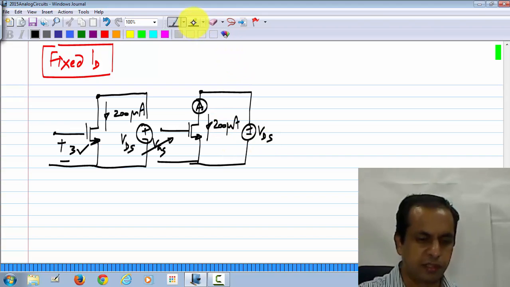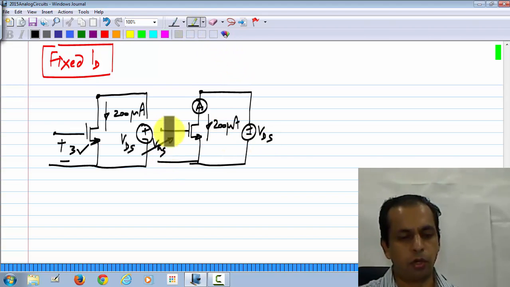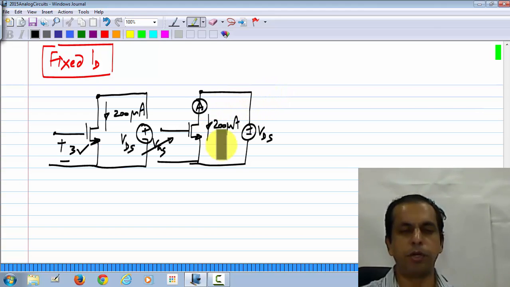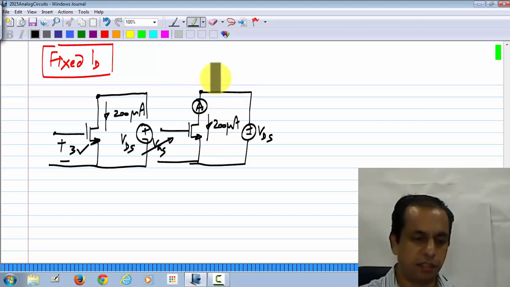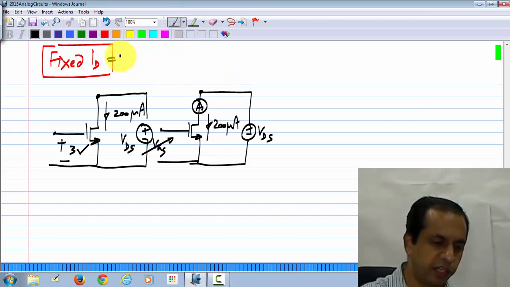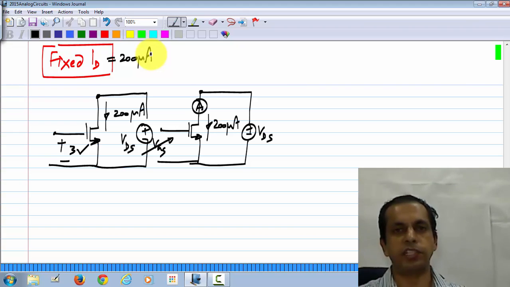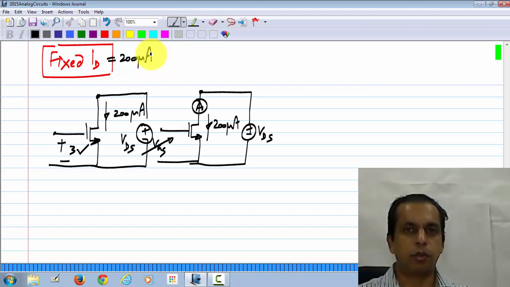But in this case, whatever transistor I have, I will go on varying VGS until I come to 200 microampere of current and stop there. So that means that I am operating with a fixed ID. So that is ID, I have chosen that to be 200 microamperes instead of choosing VGS to be 3 volts. So what happens in this case?